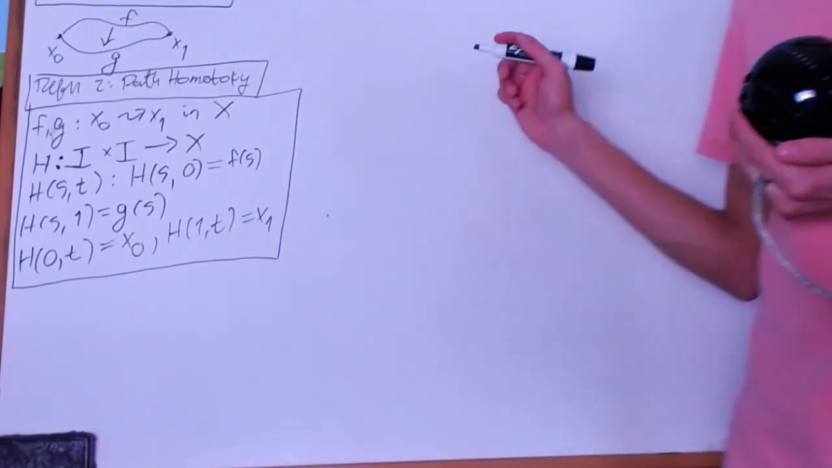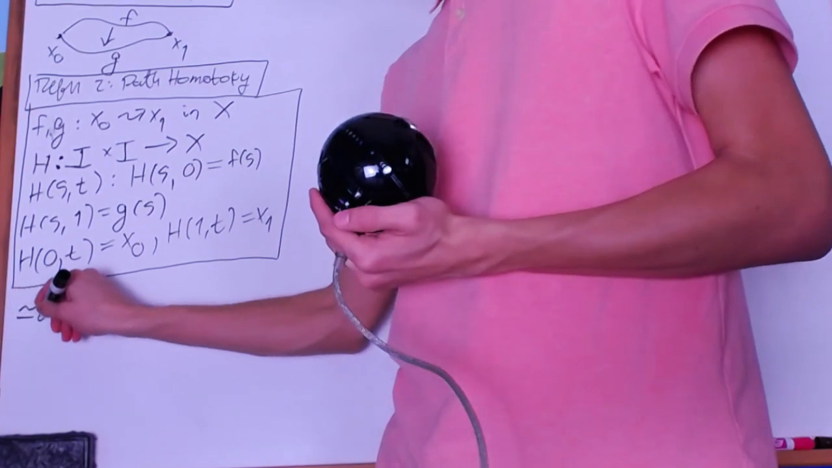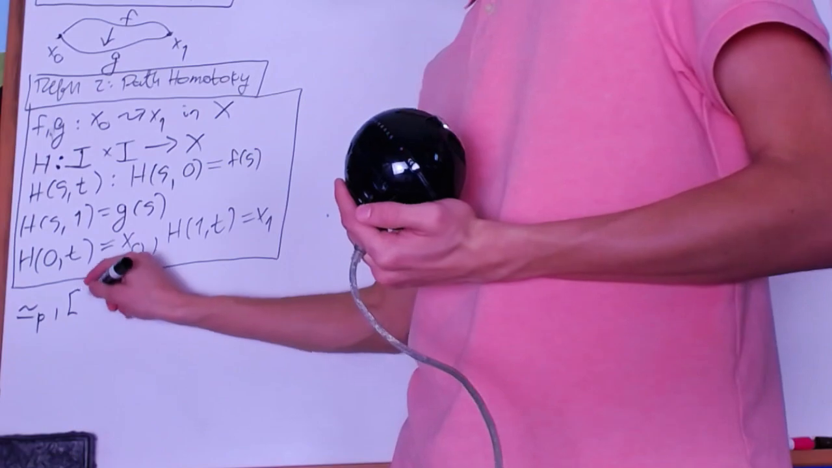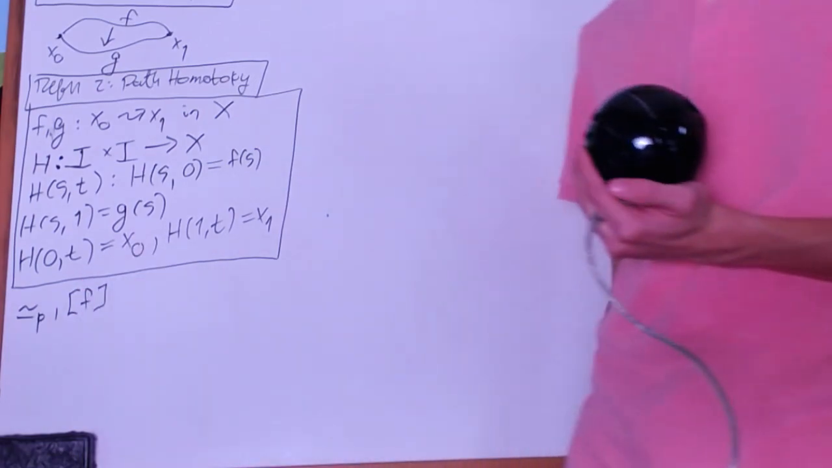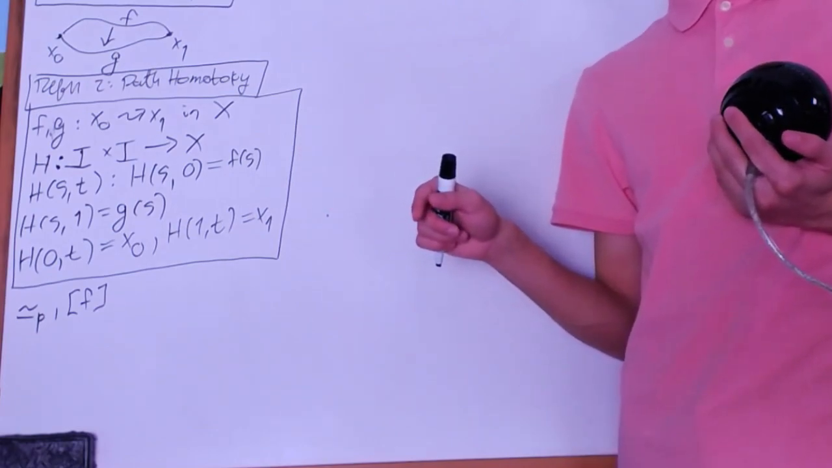Now, I will represent path homotopy by a congruence with a little p. And I'll represent path homotopy classes with the brackets just normally. So these just normal brackets will represent path homotopy classes as well.